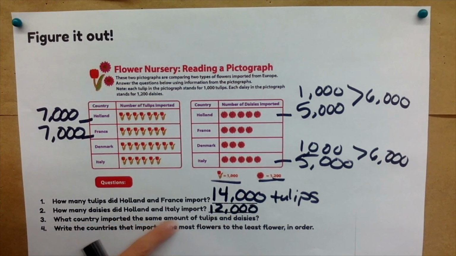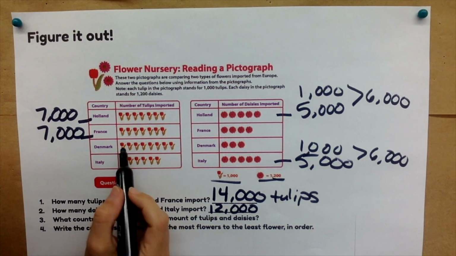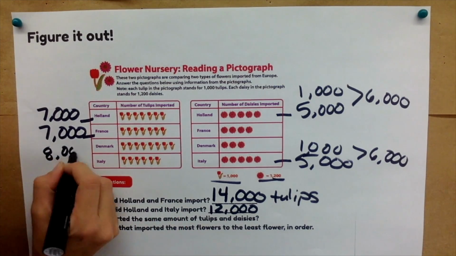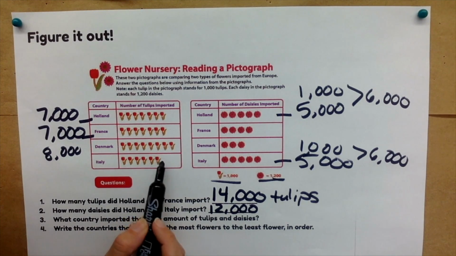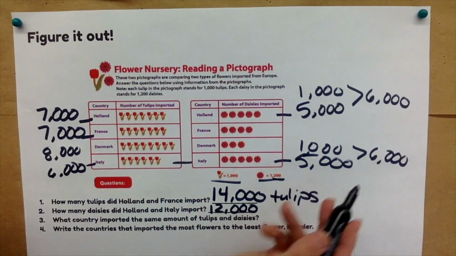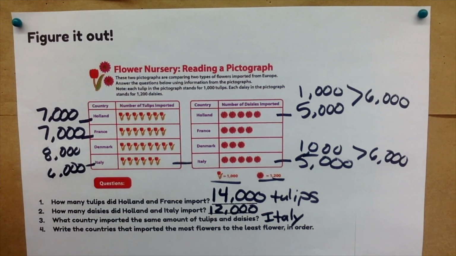What country imported the same amount of tulips and daisies? Okay, so the same amount of tulips and daisies. Well, I think I better figure out. Let's quickly do this one. 1, 2, 3, 4, 5, 6, 7, 8, or I could count by thousands. 8 times 1,000 is 8,000. And then Italy, 1, 2, 3, 4, 5, 6 times 1,000 is 6,000. I think we just figured it out because we knew that Italy was 6,000. So let's write Italy here. So it's like we're figuring out this pictograph, reading the data as we go.